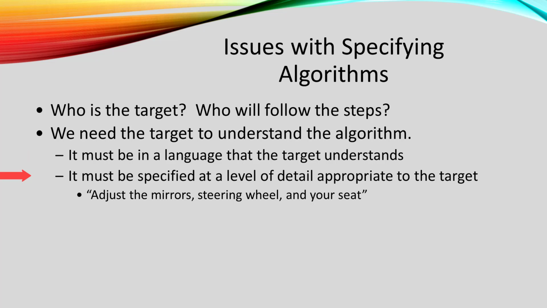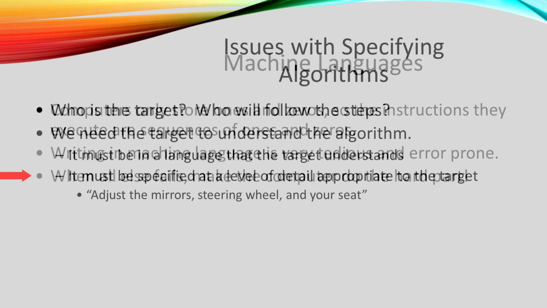Similarly, our algorithm has to be specified at a level of detail appropriate to the target. Think about this instruction. Adjust the mirrors, steering wheel, and your seat. This instruction is fine for an experienced driver, but if the target just got his learning permit, we would probably need much more detail about how to make those adjustments.